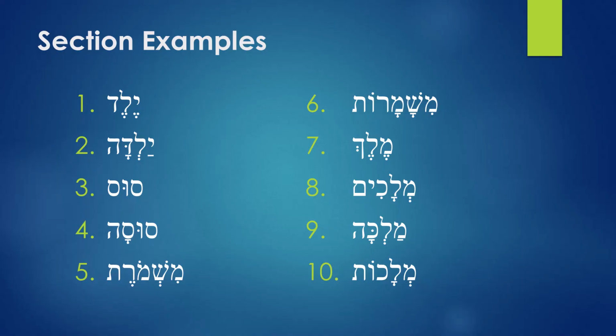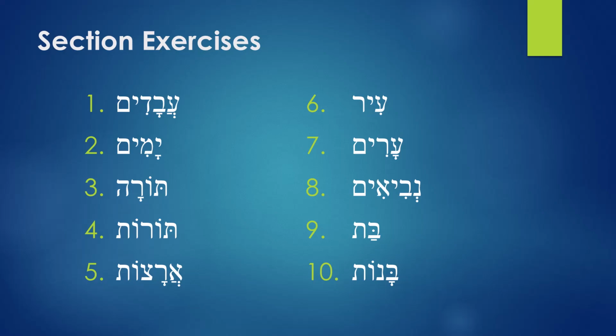Word number 10, the last word, we have the word melachot. Melachot is feminine plural. Why is it feminine plural? Because of the ot ending. Ot means feminine plural. And the word means queens. The lexical form of this word is malcha, meaning queen.